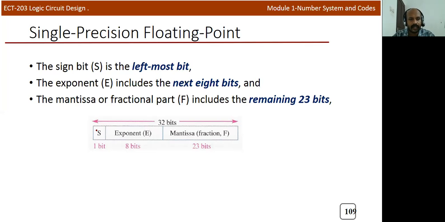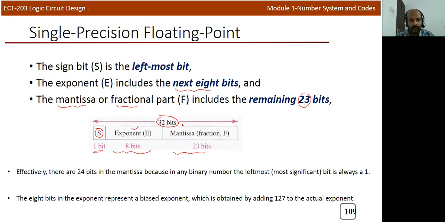So here you can see that this is a sign bit. This is a total 32 bits wide, and the first bit is used for the sign, and the next 8 bits we use to store the exponent. Out of this 32, we already used 9, so the remaining 23 bits are used to represent the mantissa or the fractional part. So this is the format we use in the single precision floating point format.